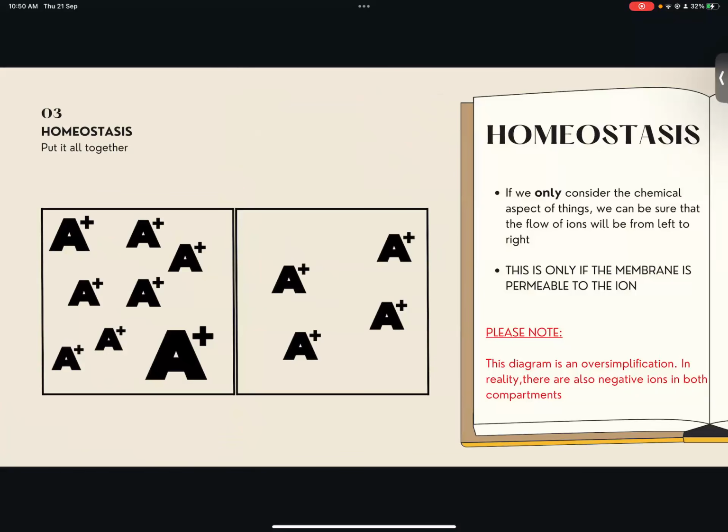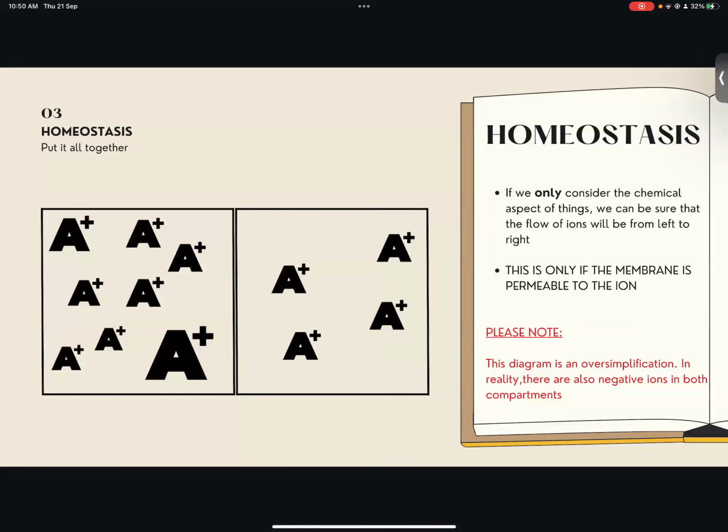So we have, again, two compartments. The one on the left is more concentrated than the one on the right, but again, there's the electrical aspect that you have to think of. So we have positively charged A's on the left and positively charged A's on the right, and there's more of those positively charged A's on the left than there are on the right.